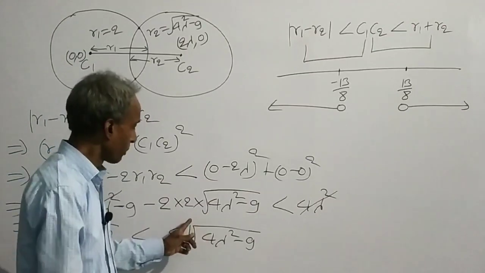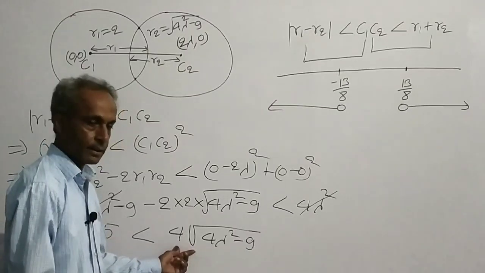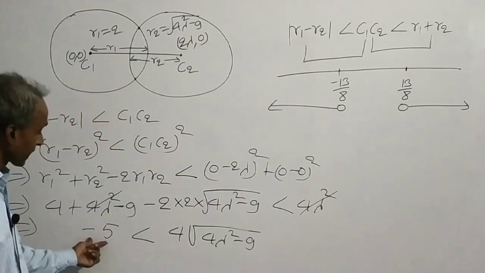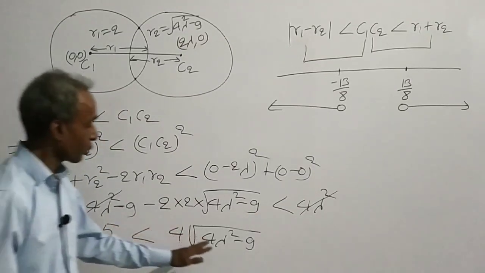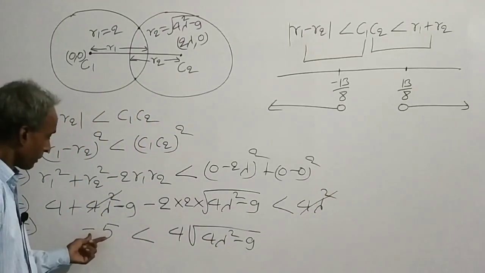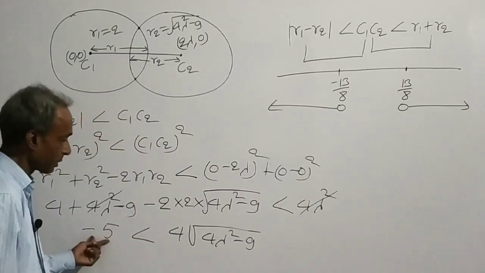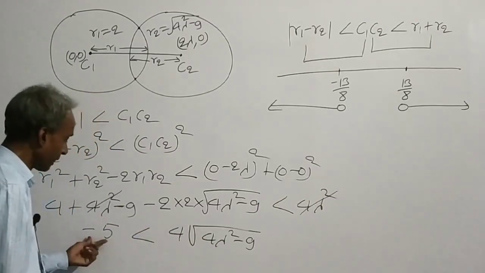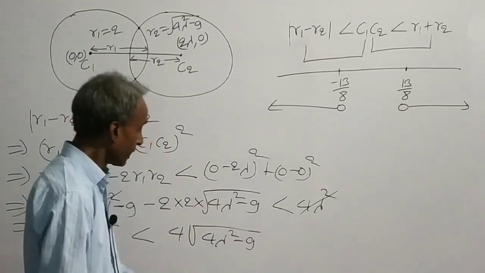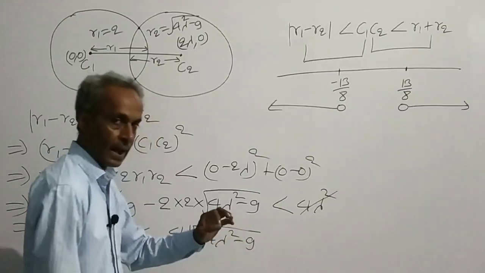For a real value of root under 4 lambda square minus 9, the right hand side is either positive or 0, but the left hand side is negative. Therefore, the right hand side will always be greater than minus 5. A positive number or 0 is greater than a negative number. Therefore, the right hand side will be greater than the left hand side. That means this condition will be fulfilled if root under 4 lambda square minus 9 is real.